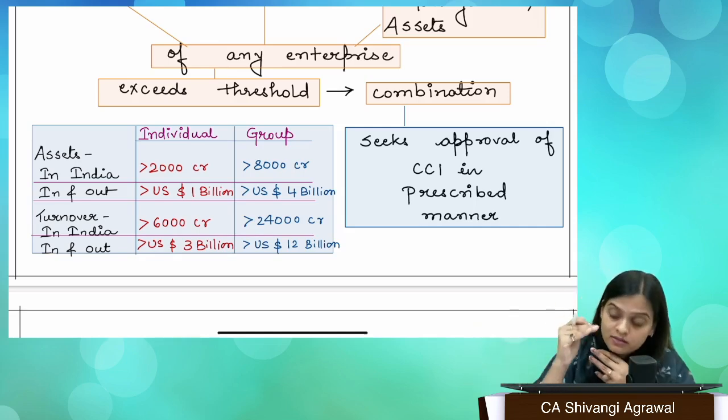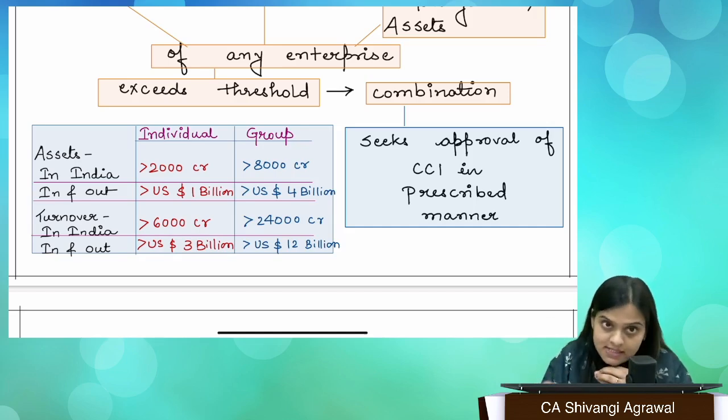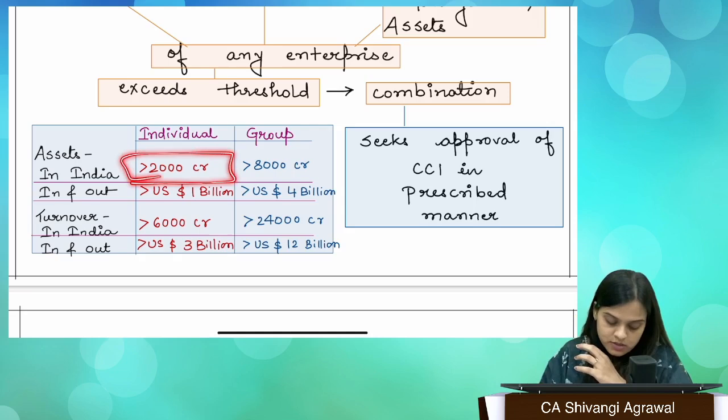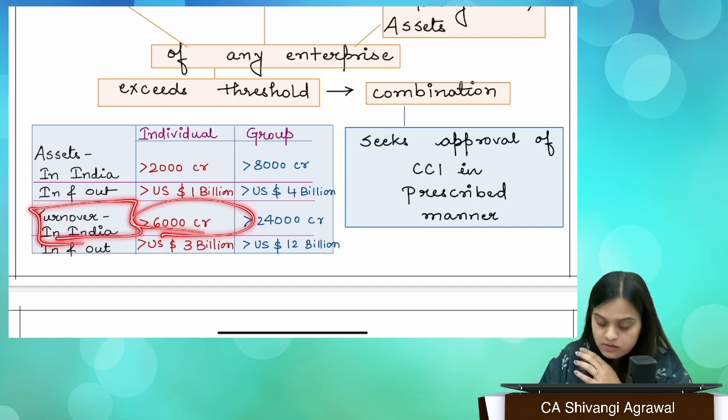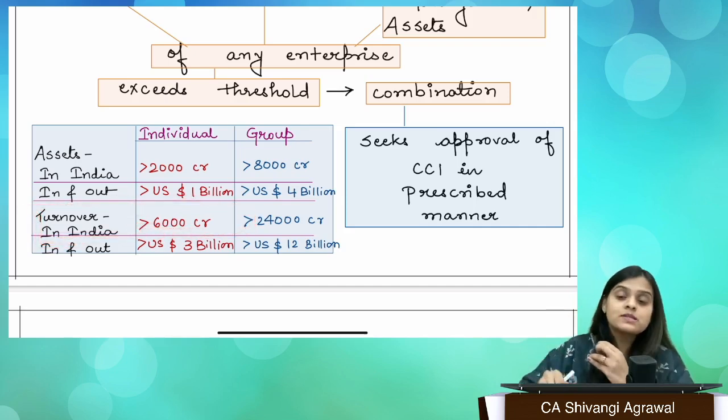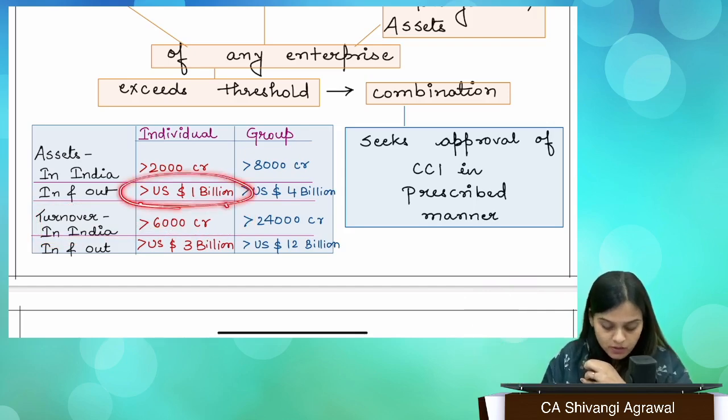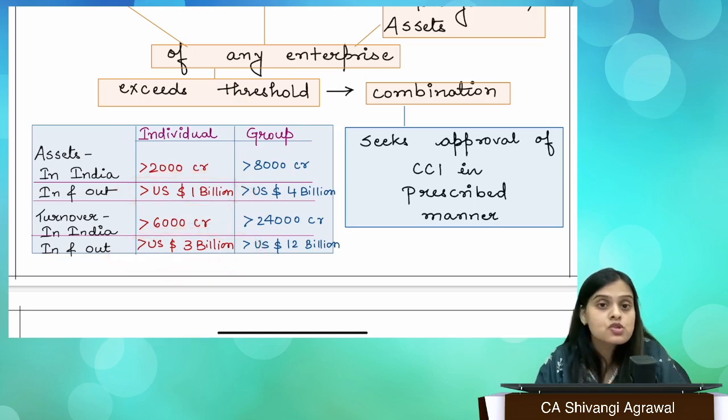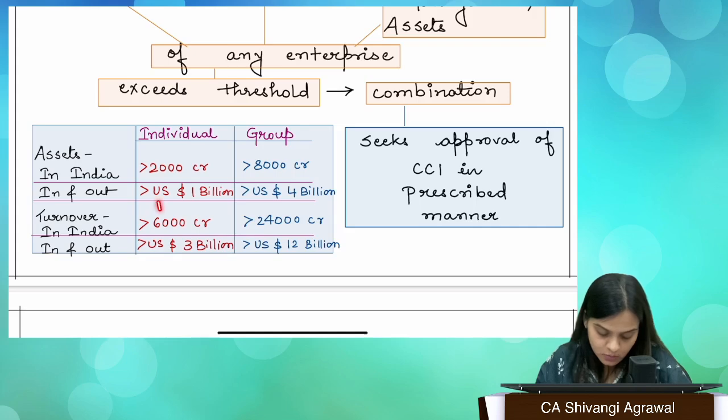What is the threshold? Although there are three types of thresholds given, you have to read only one. If you are an individual, you don't belong to any group, after acquisition, your assets in India exceed 2000 crore, or your turnover in India exceeds 6000 crore. If you are operational in India as well as outside India, then US $1 billion, US $3 billion. But in this, you also have to make sure that out of this, at least 1000 crores in India should be there, right? 1000 crores in India and 3000 crores in India, rupee, right? 1000 crore and 3000 crore, both are same here also and here also.